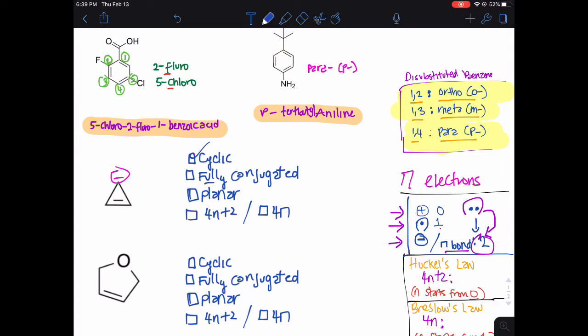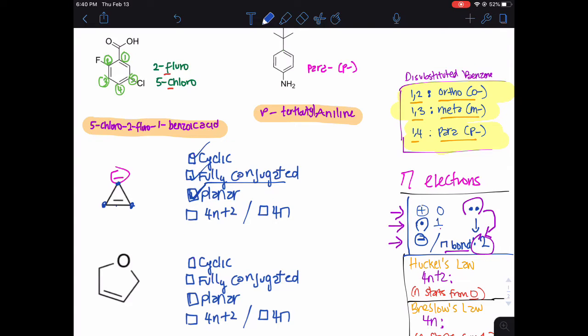The question is, is it fully conjugated? So it has this carbon, and this carbon, right? These 2 carbons are conjugated because they have a pi bond connecting them. And then this carbon up here is also conjugated because it has that negative charge. Okay, so it's fully conjugated. Is it planar? Yes, it is. It's planar.